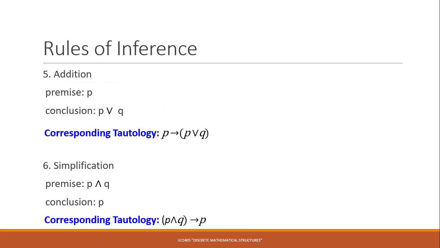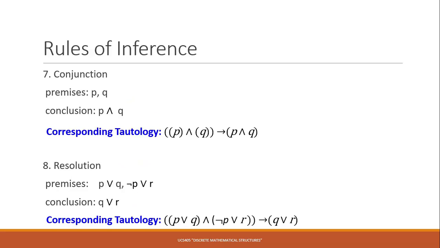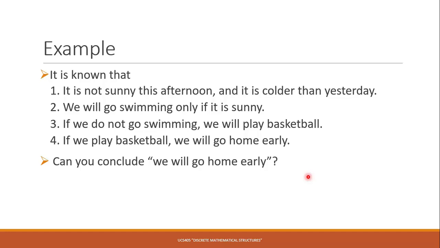Next, addition. If P is true, then according to the law of addition, P or Q is also true. Next, simplification. If P and Q is true, then according to simplification, P is also true. Next, conjunction. If P is true and Q is true, then according to conjunction, P and Q is also true. Last law is resolution. If P or Q is true and negation P or R is true, then Q or R is also true. These were some rules of inference.